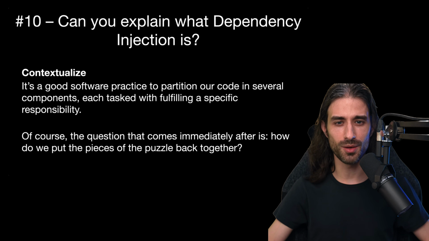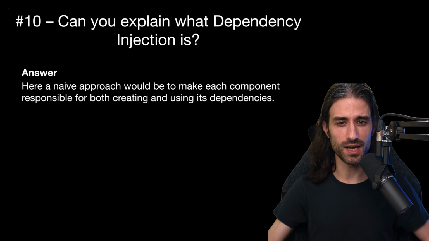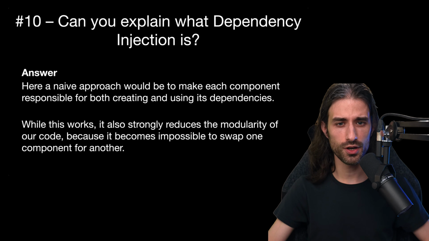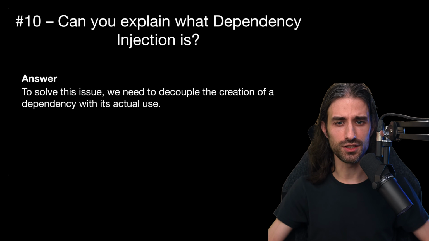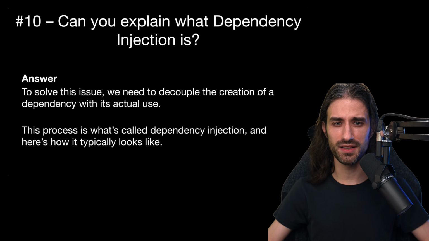But of course, the question that comes immediately after saying that is, how do we put all the pieces of the puzzle back together? A naive but working approach would be to make each component responsible for both creating and using its dependencies. And while this would work, it would also strongly decrease the modularity of our codebase because it would then become impossible to swap one component for another. And to solve this issue, we need a way to decouple the creation of a dependency with its actual use. This process is exactly what's called dependency injection, and here's how it typically looks like.